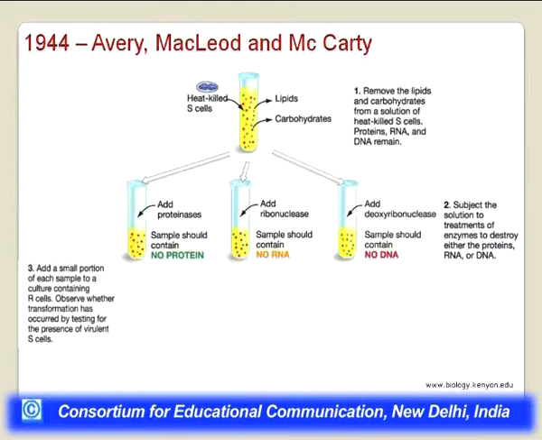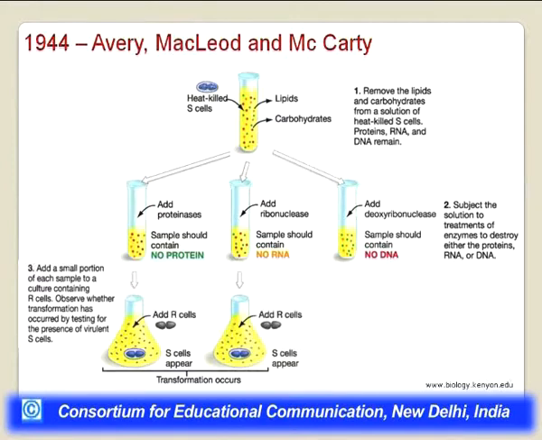Then they added a small proportion of each sample to a culture containing R cells, and they observed whether transformation had occurred by testing for the presence of virulent S cells. So they already knew that the dead S cells get converted into virulent cells by the addition of R. Which component is actually causing it, they checked. In the sample in which there was no protein and the sample in which there was no RNA, transformation occurs. That means that in both cultures, live S cells could appear. So there were live S cells in both.